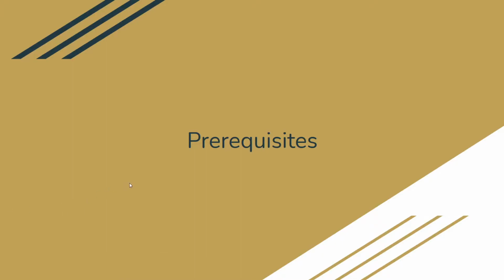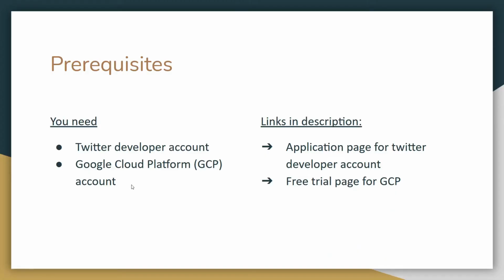So let's look at the prerequisites that you will need to set up this Twitter bot. Firstly, you're going to need a Twitter developer account. This is available through the page linked in the description to the Twitter developer portal where you can apply to set up a developer account. Secondly, you're going to need a Google Cloud Platform account. You can again go to the link in the description to the Google Cloud Platform free trial to set up your account and get started today.